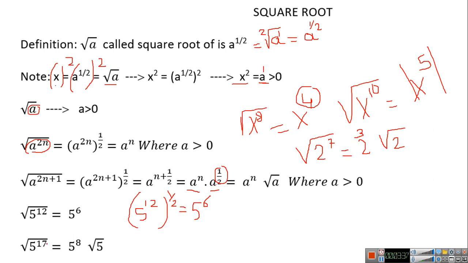However, here if you have the square root of 5 power 17, if you divide 17 by 2, you're going to get 8.5. So you can write this one as 5 power 8 and 5 power 0.5. But we know 5 power 0.5 is nothing else, by definition, as you can see here, than square root 5. So that's why if you have, for example, 17, you divide 17 by 2. The 0.5 means square root of the number.